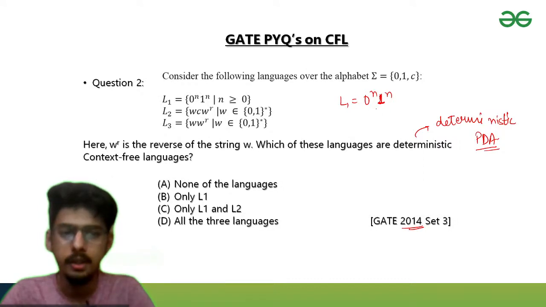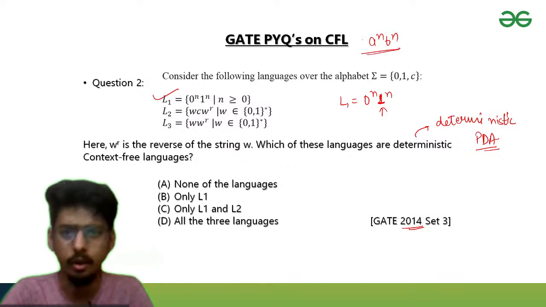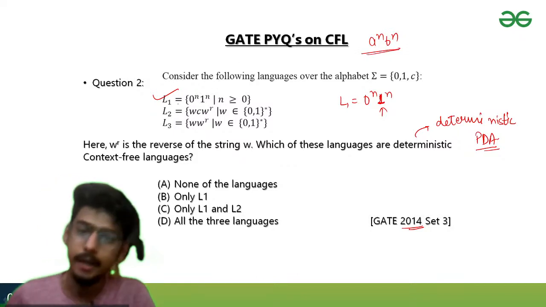But over here you just have to count the number of 0s, push them into the stack, and as soon as you see a 1, you start popping them out. So obviously this language is context free. It is very similar to a^n b^n, and we have solved this example quite a lot of times. Now let's get back to L2.